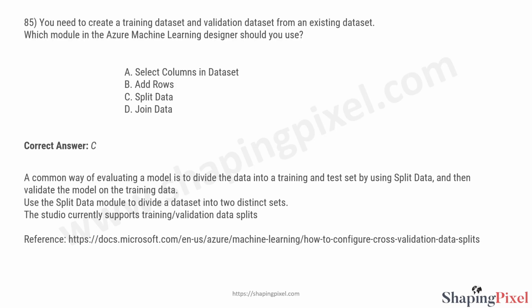A common way of evaluating a model is to divide the data into a training and test set by using split data, and then validate the model on the training data. Use the split data module to divide a dataset into two distinct sets. The Studio currently supports training validation data splits.